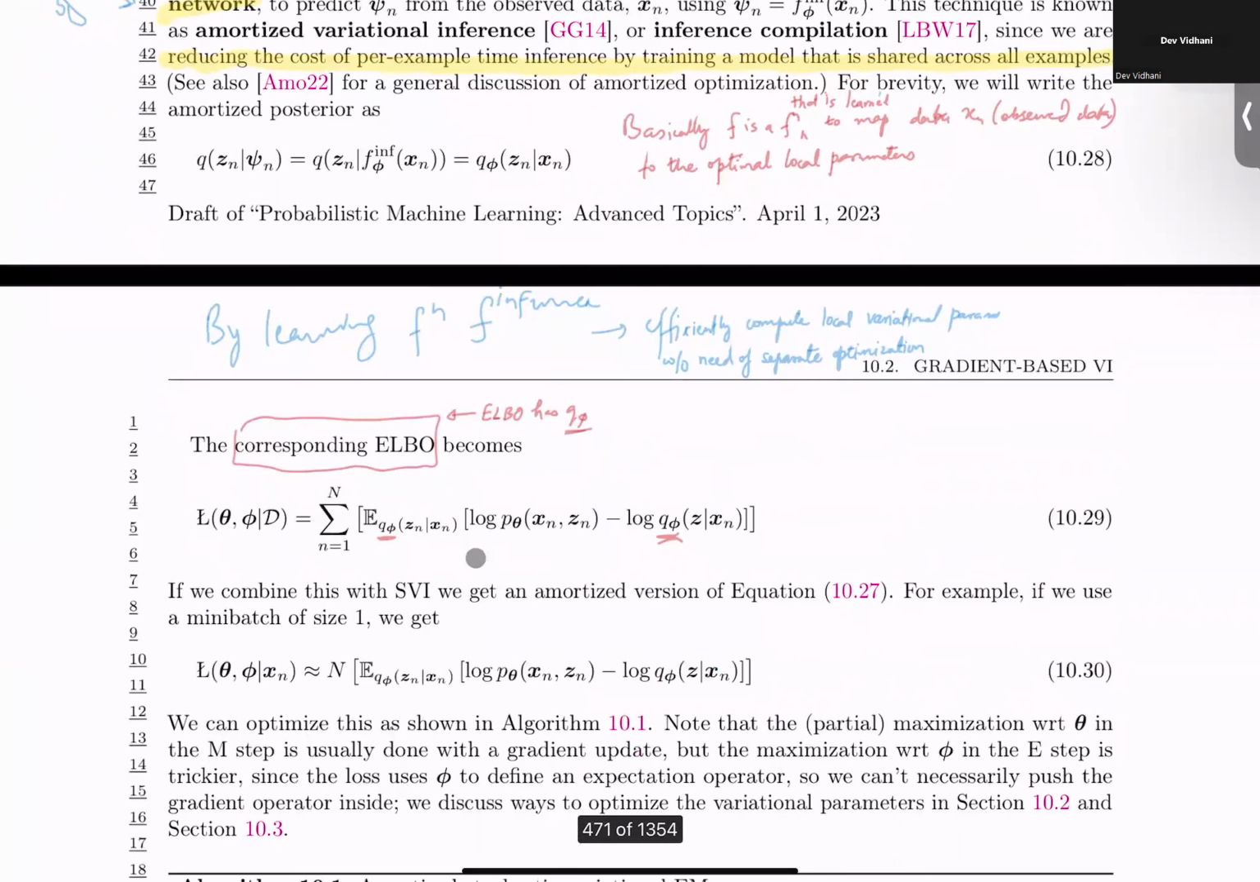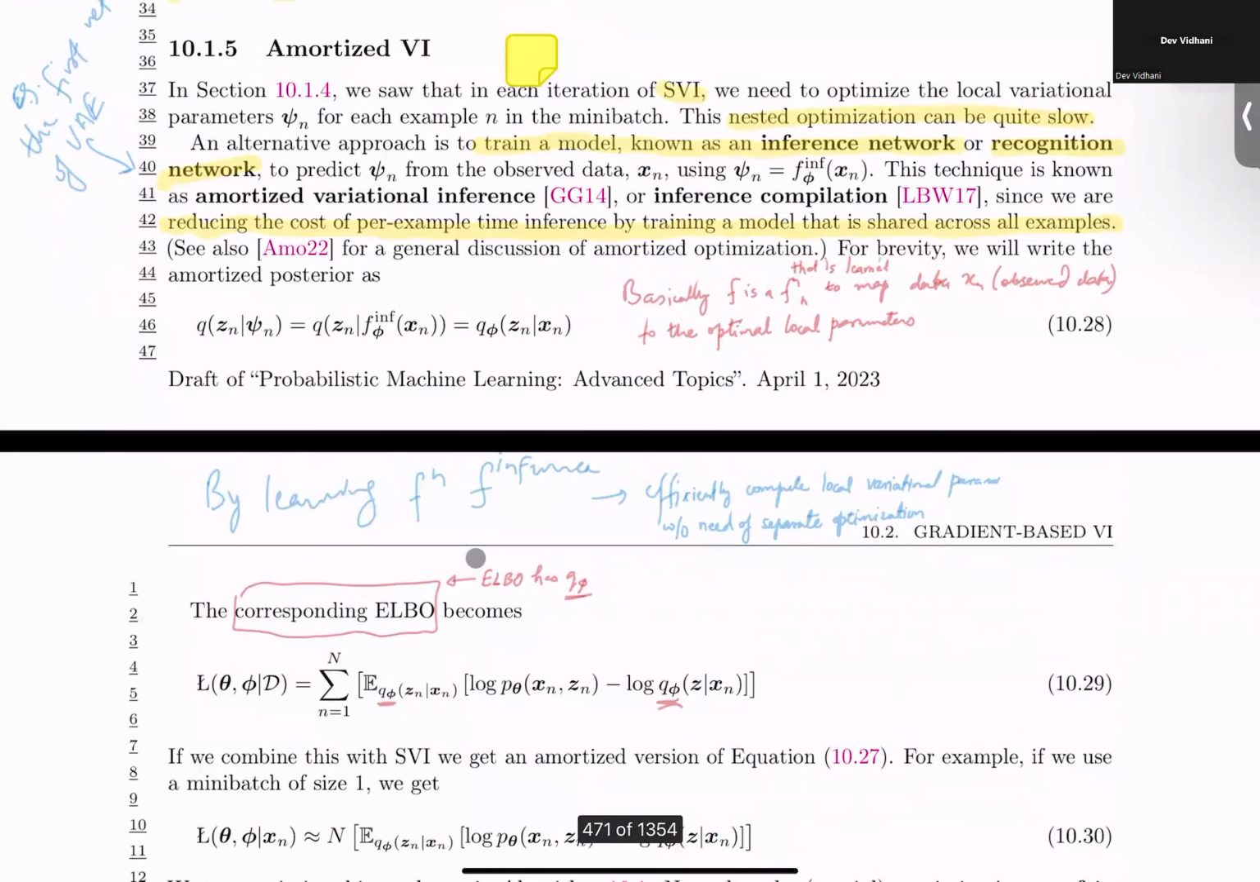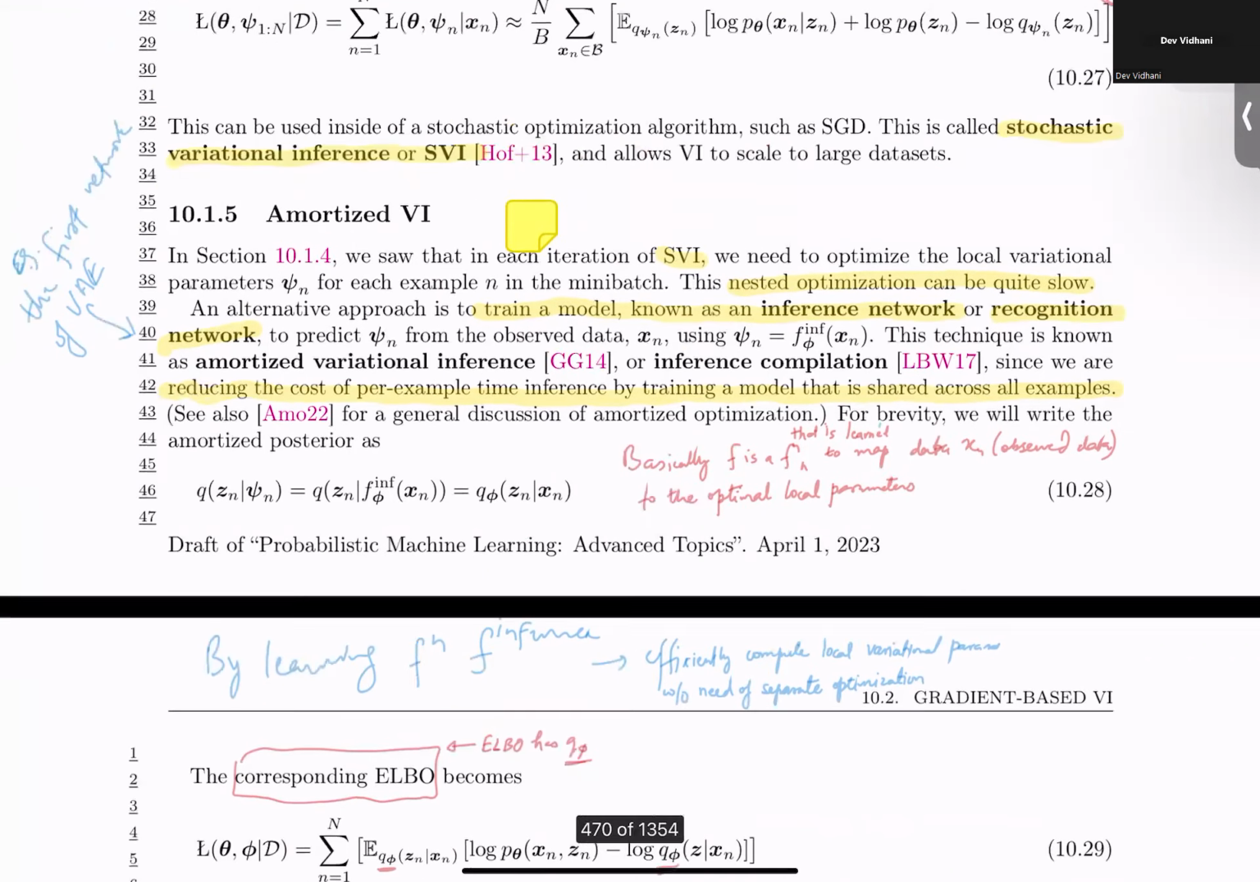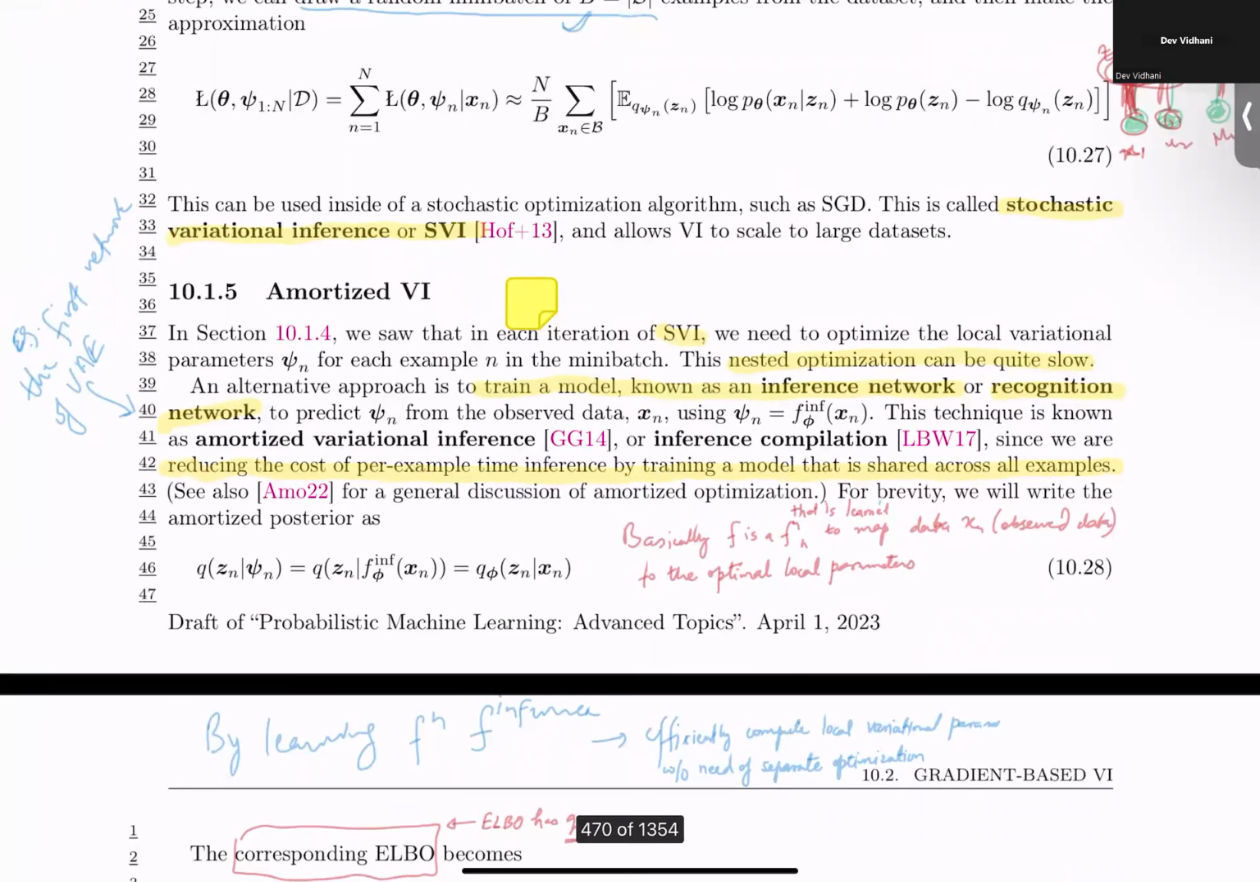However, this is called amortized VI because the psi for each of the n are being estimated based on the inference network, rather than the exact point estimate that you would get in 10.27.